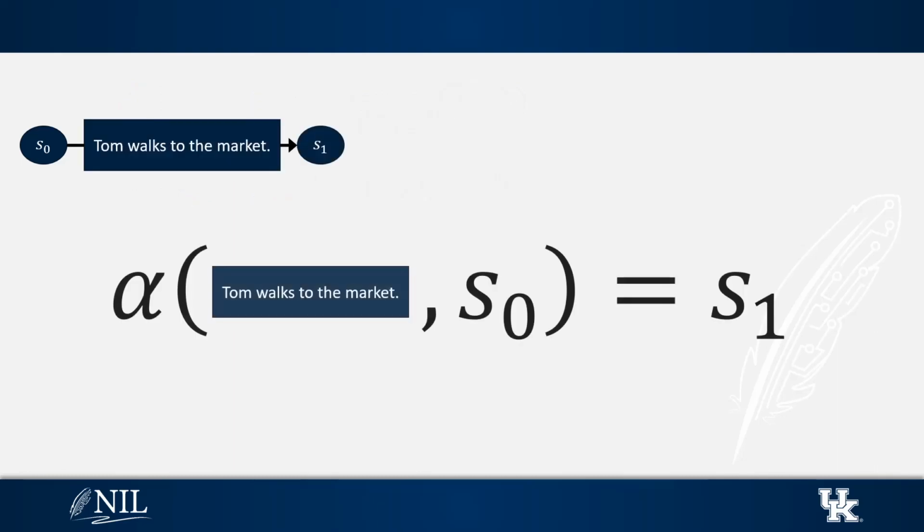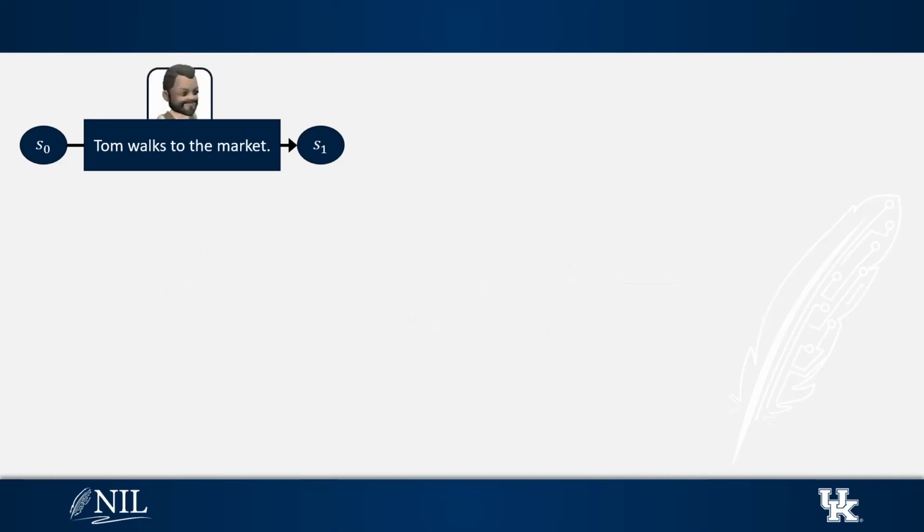In the paper, we use this notation alpha to indicate that if you're in state S0 and take this action, you would now be in state S1. Tom is the consenting character for this action, so to include it in the story we need some explanation for why Tom would go to the market. To do that, we're going to have to look at what he believes.